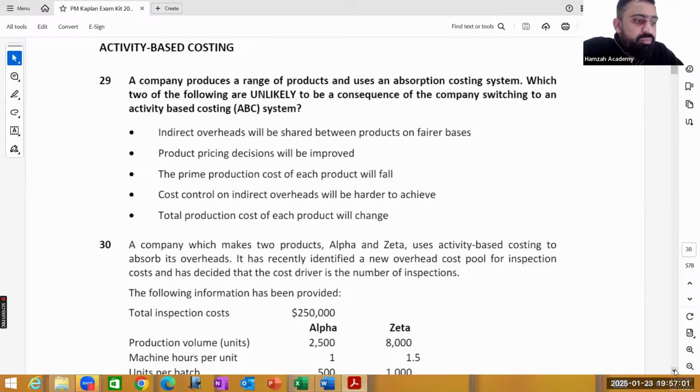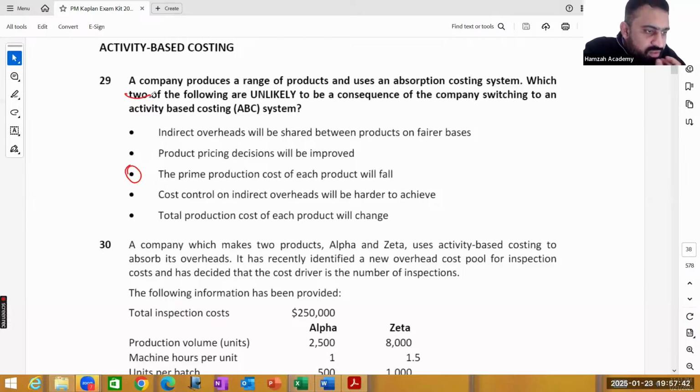The prime production cost of each product will fall. It is not likely, because in ABC we allocate indirect cost, and prime production costs are direct costs. So whether we use ABC or absorption costing, it has nothing to do with the prime cost. So one option which is correct is the third option. But we need two options.